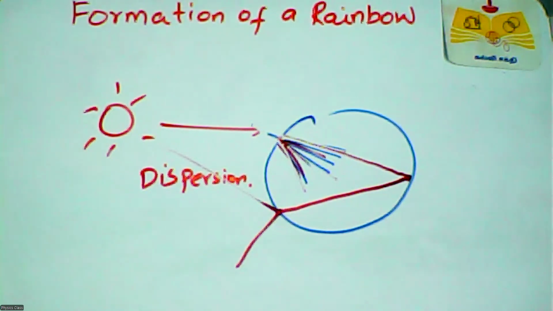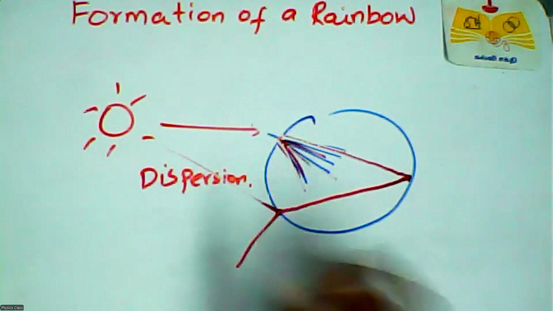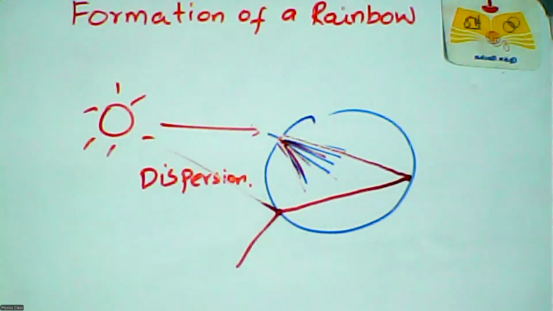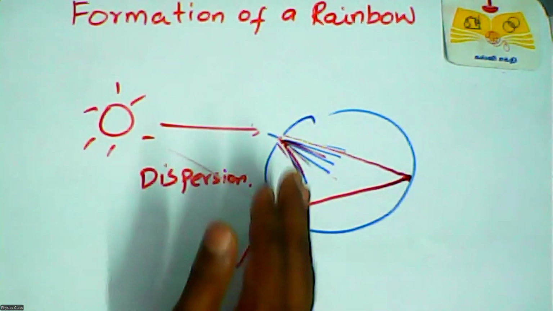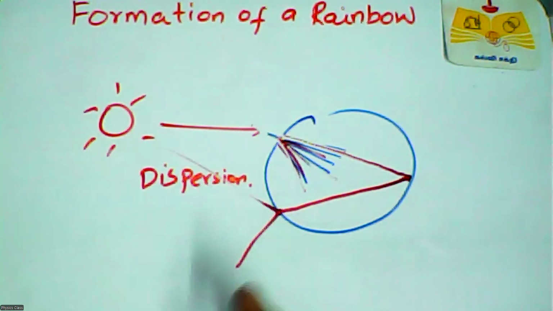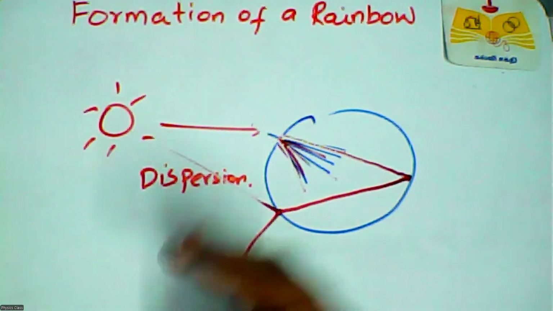The colors always appear in the same order: red, orange, yellow, green, blue, indigo, violet. So sunlight is not a single color. It is a blend of all colors from red to violet. Each color has a slightly different wavelength, and this affects how much it bends. The bending of red light is different from that of violet, and the bending of violet is different from yellow, which is different from green.